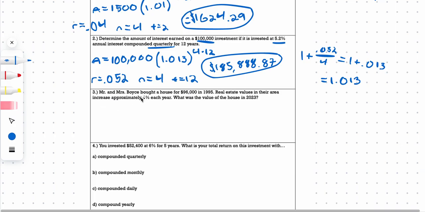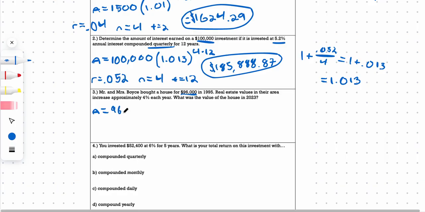Okay, so Mr. and Mrs. Boyce bought a house for $96,000 in 1995. Real estate values in their area increased approximately 4% each year. What was the value of the house in 2023? So let's create an equation here. A, where A is the value of the house.